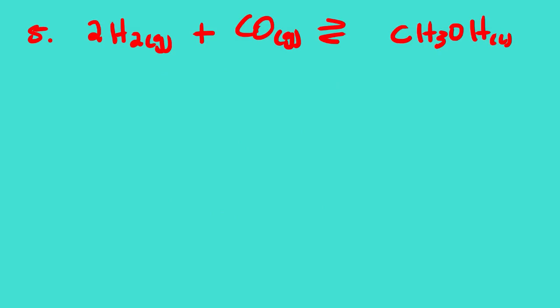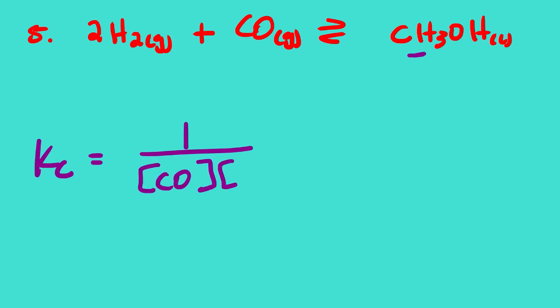Our last example, so it will be Kc is equals to, now we can see that this is in liquid, so we cannot include it in our expression. So we're simply going to put 1 here, divided by CO, H2 squared. So basically this is how we write the Kc expression.